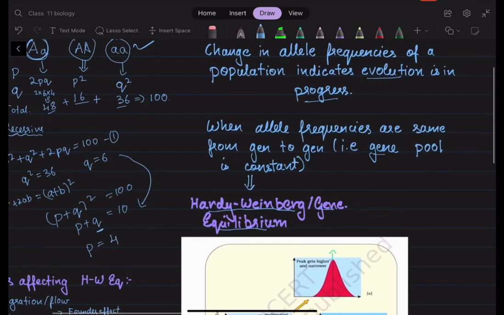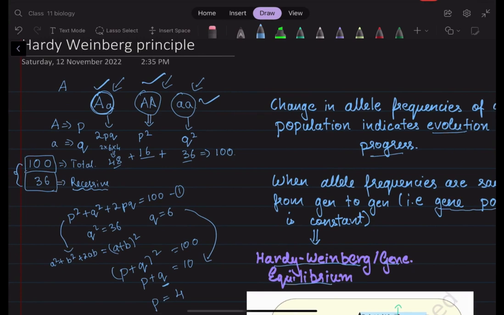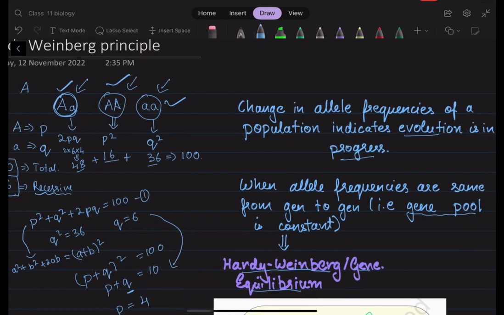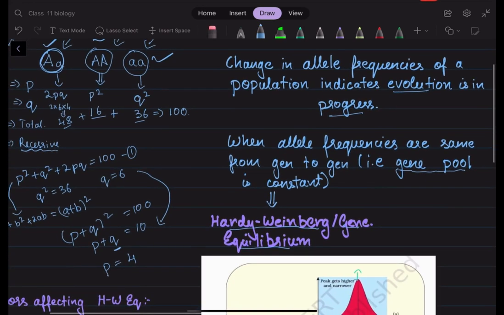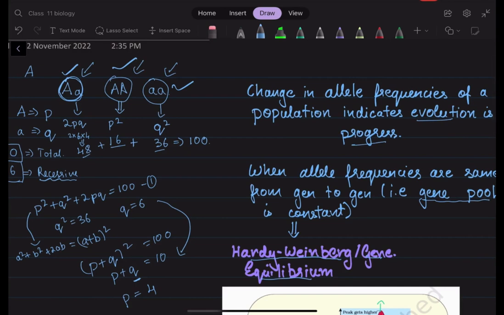And here I've used the term gene pool. Gene pool is nothing but the sum total of all the allele frequency of a particular population. So if that gene pool remains constant, we can say that the particular population is in Hardy-Weinberg equilibrium. And if it is not, if there are variations seen in these numbers, then we can tell that evolution is happening.